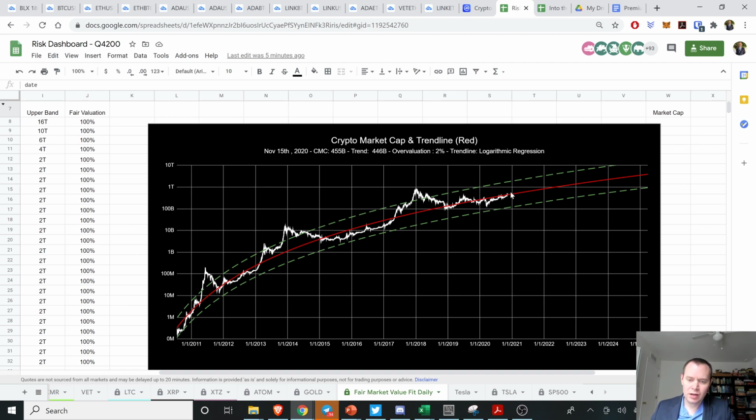But you can see where for the last couple years, we've been tracking the fair valuation line. We've gone under it, above it, under it, above it, a little under, a little above. We've been following this fair valuation line for the last couple years. That will wrap it up for the risk stuff.